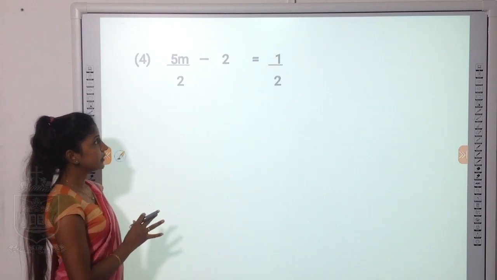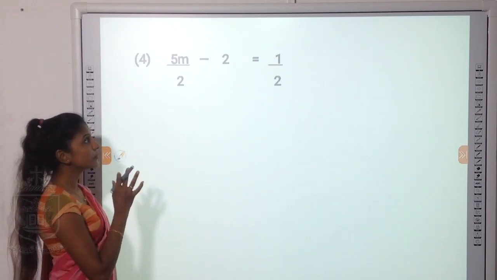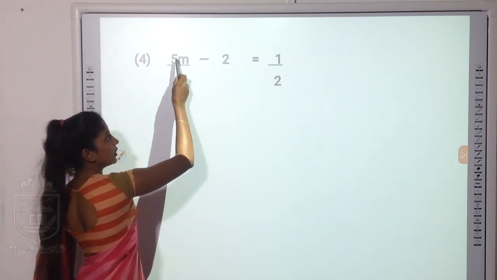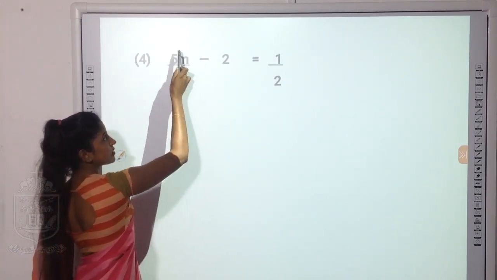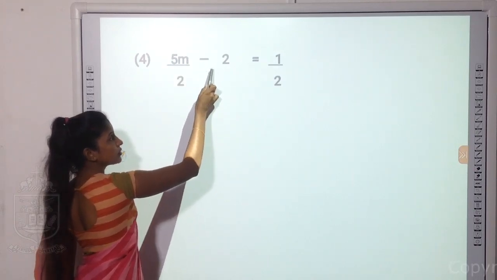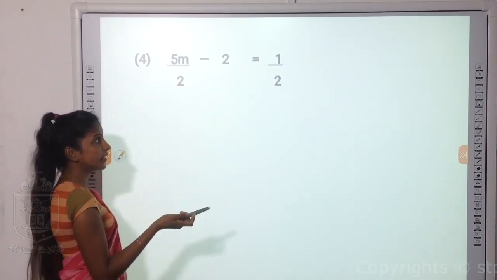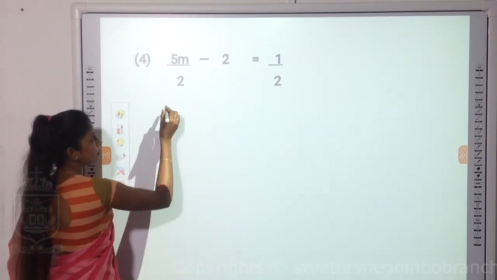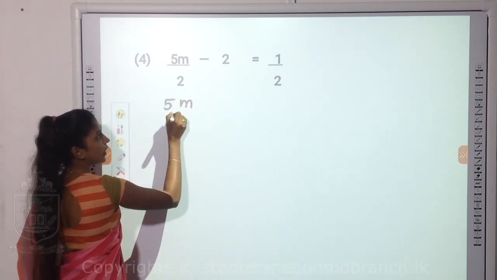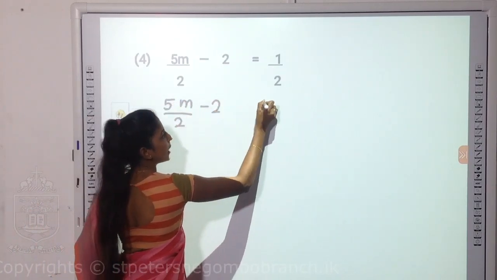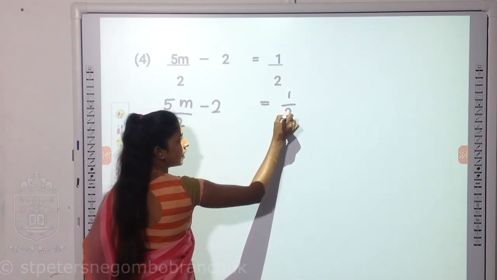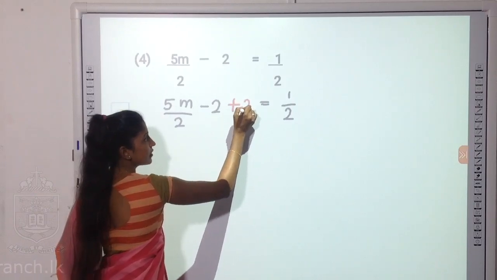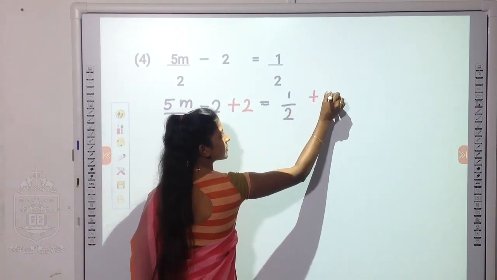So I told earlier also, when you have these types of equations, first of all you have to remove this minus 2. Since 5 and 2 are connected with this unknown number m, this minus 2 can be cancelled very easily by doing the opposite. So what's the opposite of minus 2? That is plus 2. So I'm going to rewrite the equation here, 5m over 2 minus 2, and here you have again a fraction, that is half. Right, in order to cancel minus 2, opposite is plus. So I'm going to add 2 for both sides.